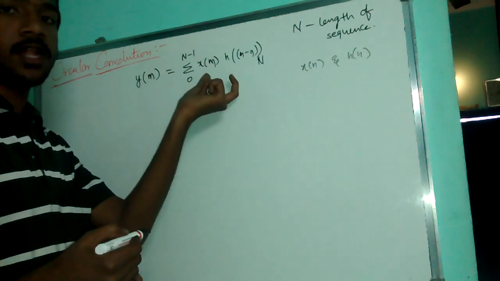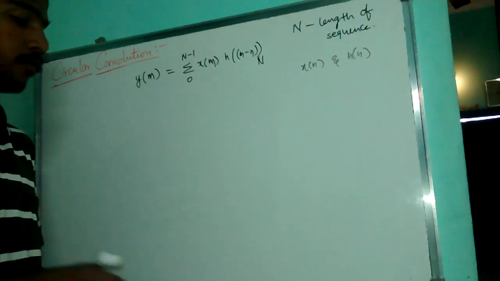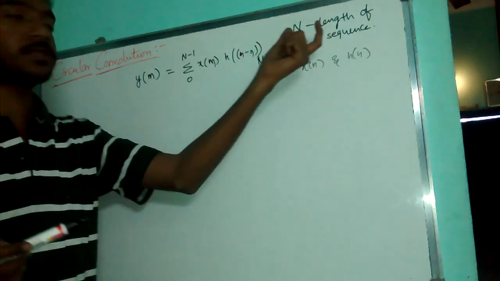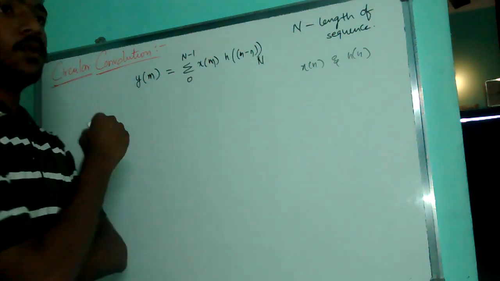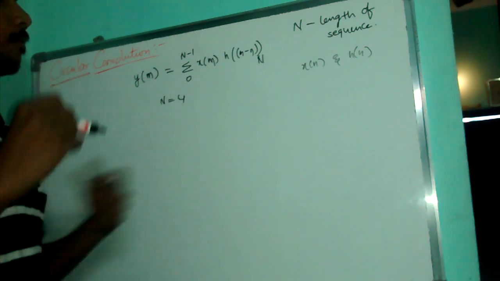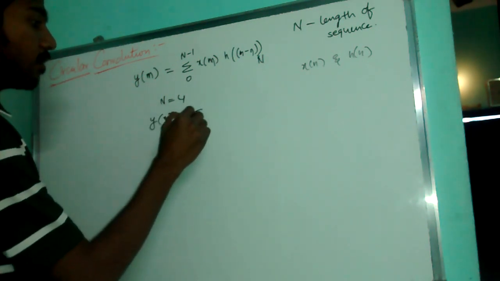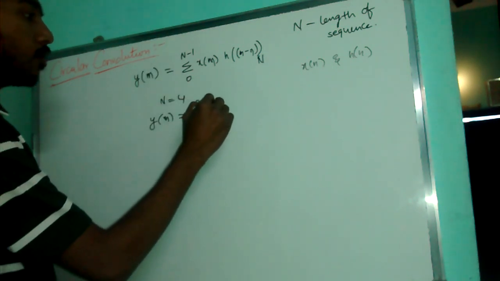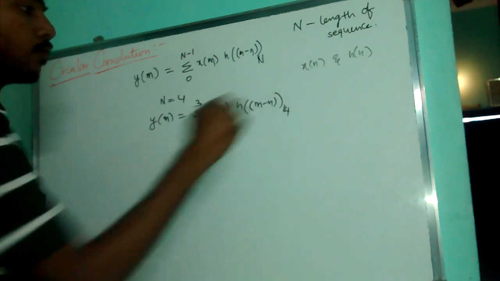So the convolution looks like y of m equal to the sum from n equal to 0 to N minus 1, x of n, h of (m minus n) to the base N. Now here capital N represents the length of the sequence. So if my sequence length is 4, then my convolution equation will be the sum from 0 to N minus 1, so 4 minus 1 is 3, x of n, h of (m minus n) to the base 4.